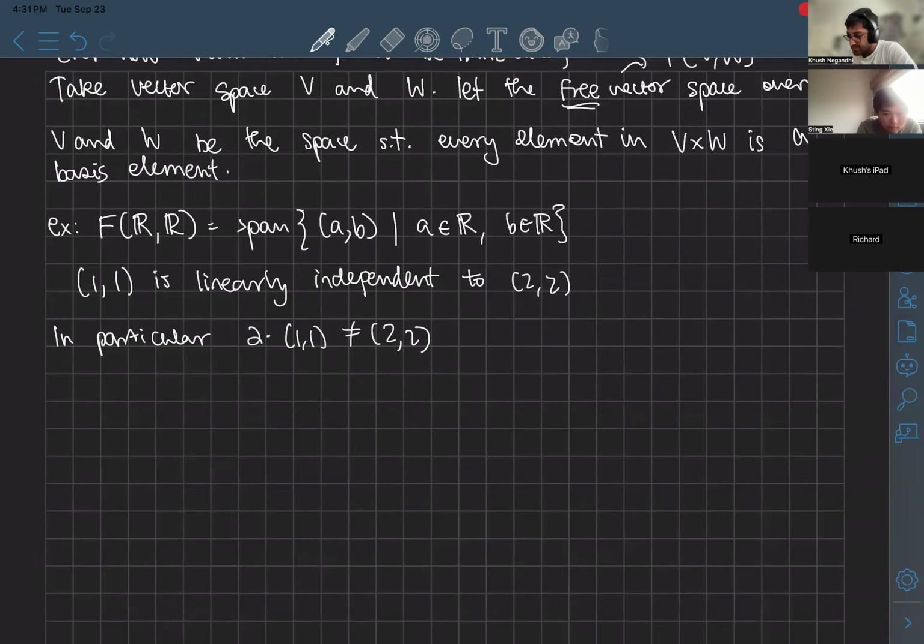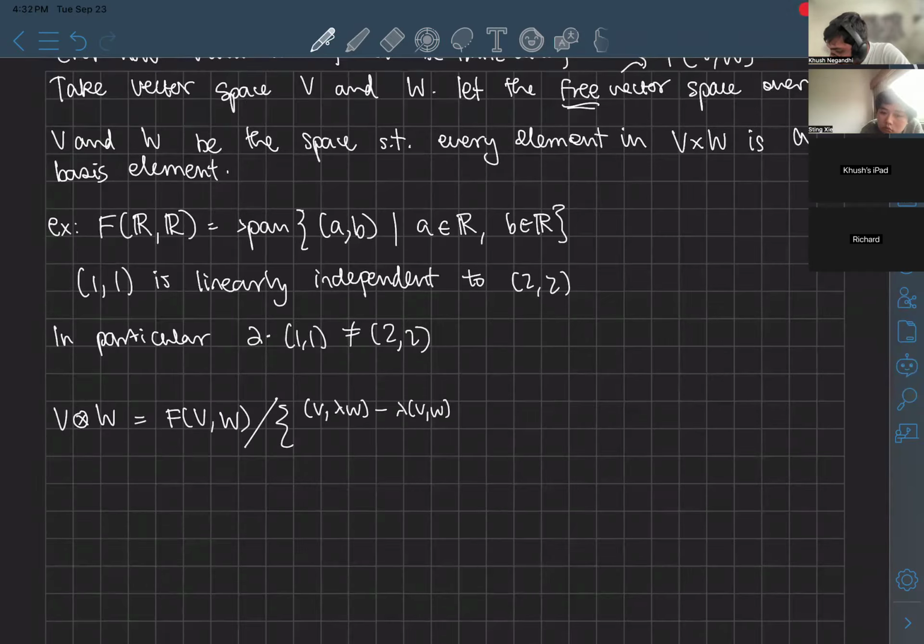Firstly, V tensor W is going to be defined as this free vector space over V and W, and then we're going to quotient out certain relations. So what are these relations? Firstly, if I have (V, lambda W), where lambda is a scalar, I want this to equal (lambda V, W). Okay, I need this.